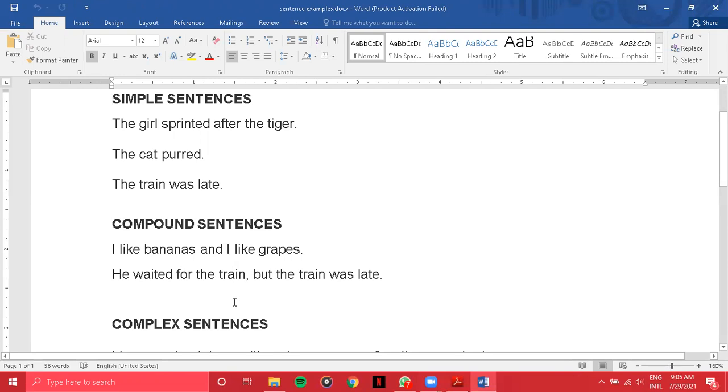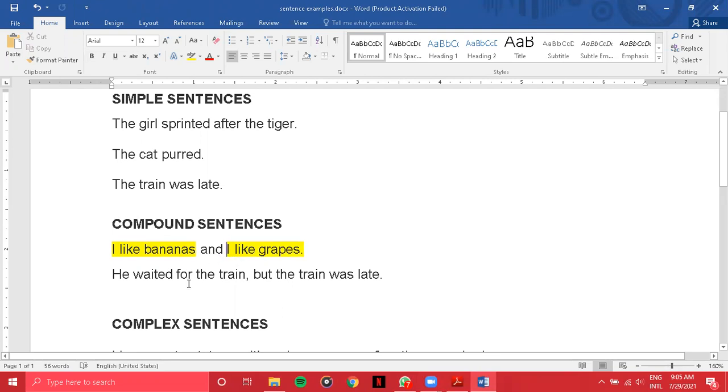I like bananas and I like grapes. The two main clauses. I like bananas would be one clause, and I like grapes would be the other clause. These are the two main clauses, and 'and' is the connective joining them, right? How do we know both are main clauses and not subordinate clauses? Because both of them make sense on their own. Both make sense on their own and they're not dependent on each other, which is why we can say that both of these are main clauses.